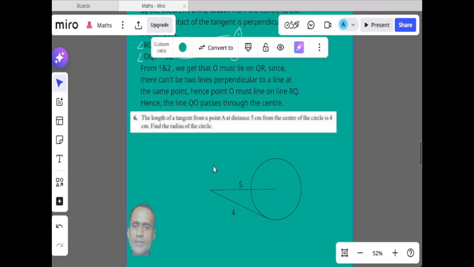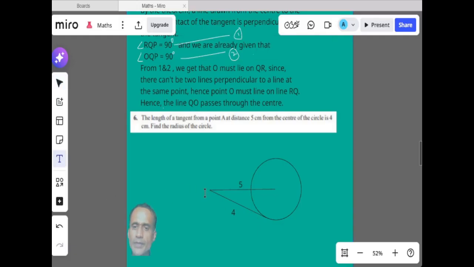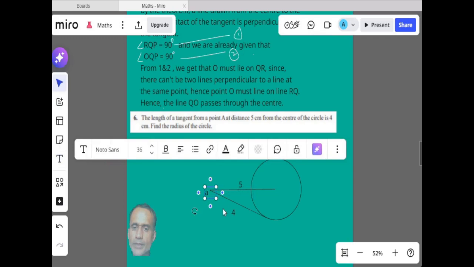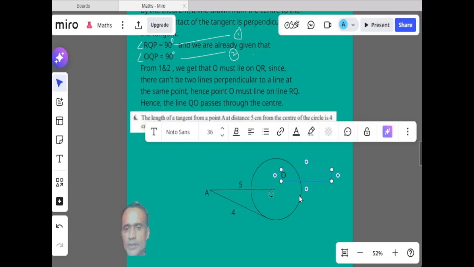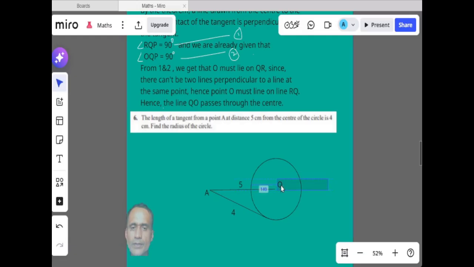Question number 6 is a very easy question. It is based on the Pythagoras theorem. We are given that the length of the tangent from the point A is 4 centimeters. This is our point A. And the distance of point A from the center of the circle O is 5 centimeters. We need to find the radius.